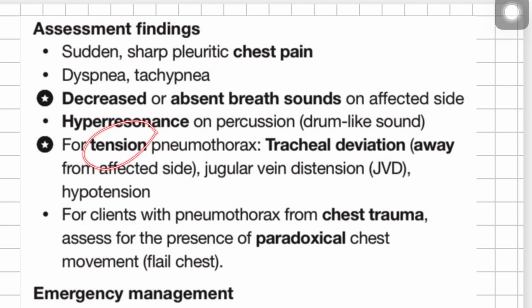Then, for tension pneumothorax, guys, ano nang sabi ko kanina, the late sign is the tracheal deviation away from the affected side. Ano pa? Jugular vein distension kasi nako-compress niya yung mga major vessels and hypotension. Compresses the vena cava. Okay, na-compress niya pa yung heart. Okay, thus leading to decreased BP, decreased cardiac output. Okay, for clients with pneumothorax from chest trauma, assess for the presence of paradoxical chest movement or the flail chest. Now, we will discuss on a separate video lecture.